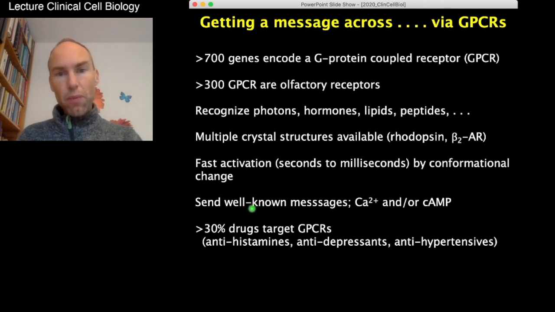When G-protein coupled receptors are activated, they send well-known messages within the cell, so they release calcium or cyclic AMP, which then transduce the signal. And very important for the pharmaceutical industry is that over 30% of the drugs that are currently on the market target G-protein coupled receptors, and we will discuss this later on.